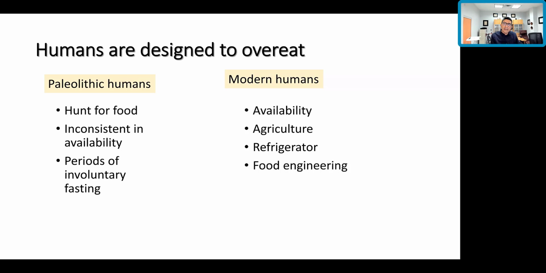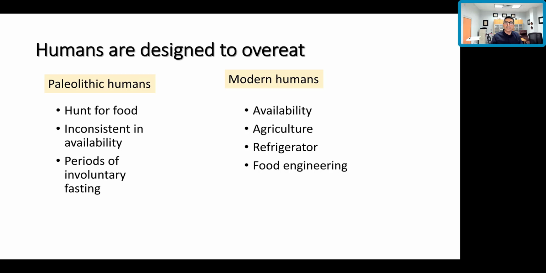In addition, food manufacturers have engineered our food. They have made the food such that we would overeat. If you take a bag of chips, the hotness index, the spicy index of that chip varies from chip to chip with a specific purpose that is designed to make you overeat, because they profit from that.